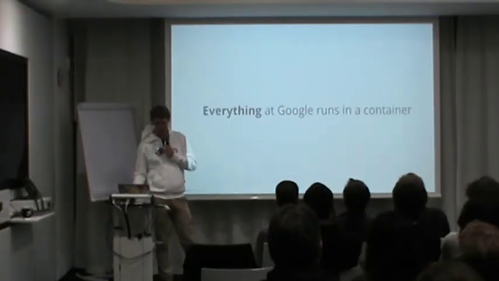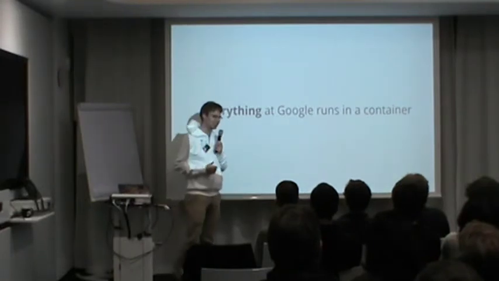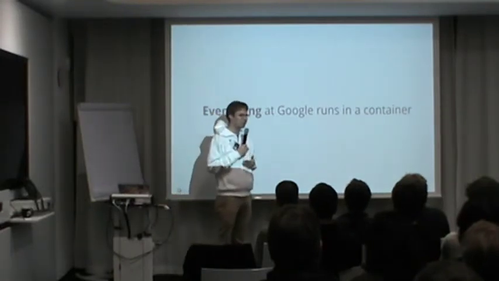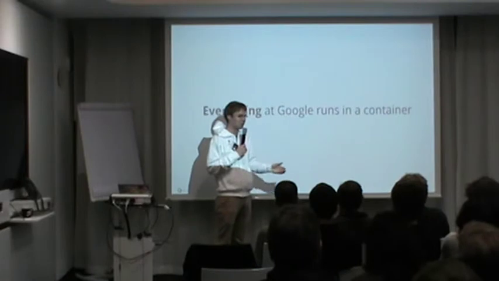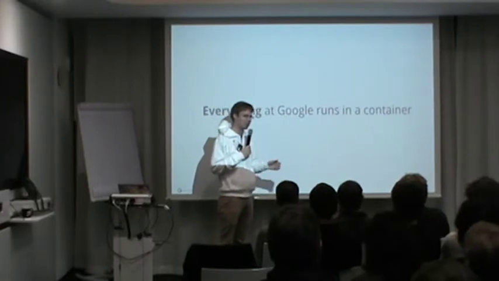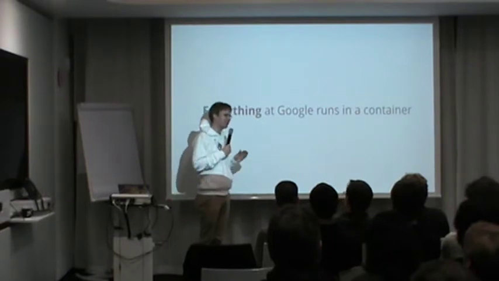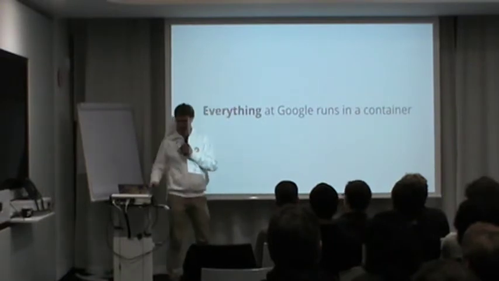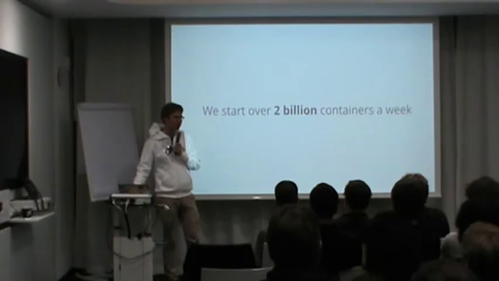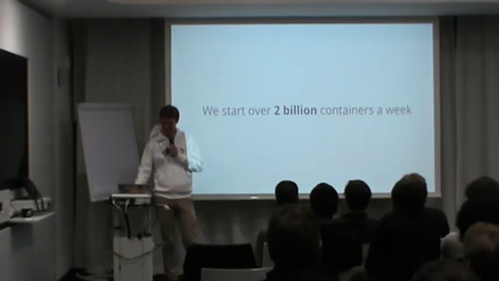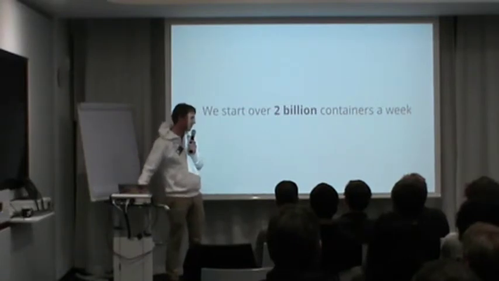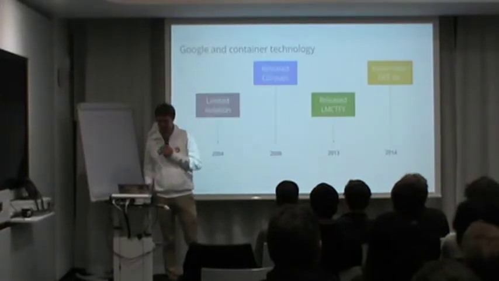And so basically everything we do runs in a container. So we have container management on every bare metal machine. They all look the same. Hardly anybody cares about the machine at Google at all, because everything runs in a container. It's over 2 billion containers a week we start at Google. I guess we end slightly less than that, but not really, because we always start them all the time.